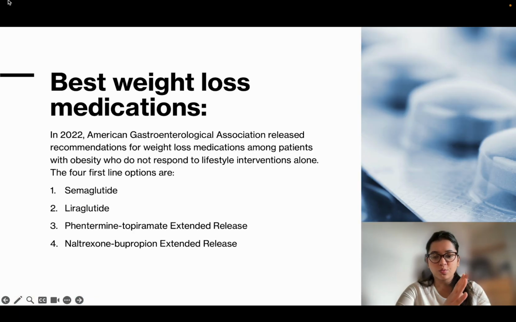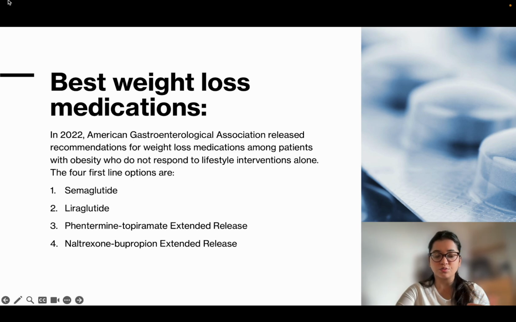Now, as we saw a few medications which were used for weight loss, I'm going to talk about which medications are actually effective and which have the highest effectiveness rate when it comes to weight loss. In 2022, the American Gastroenterological Association released recommendations for weight loss medications among patients with obesity who do not respond to lifestyle interventions alone. The first-line options are semaglutide, liraglutide, phentermine-topiramate, and the naltrexone-bupropion combination.